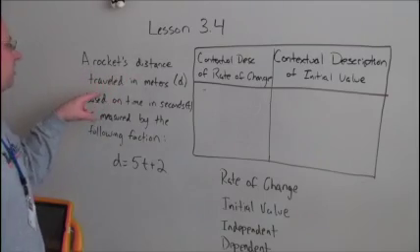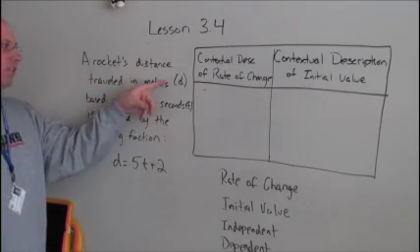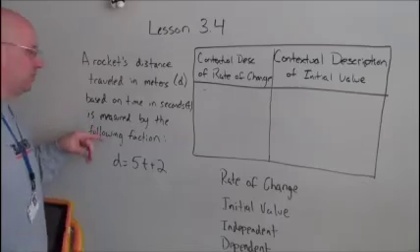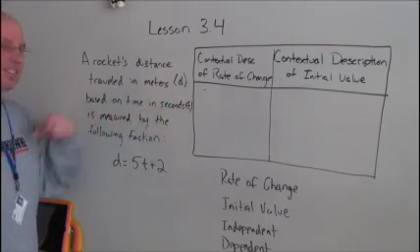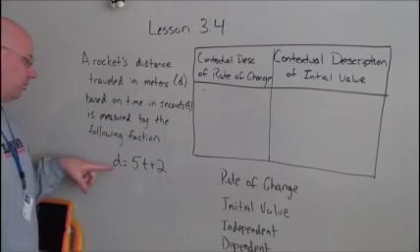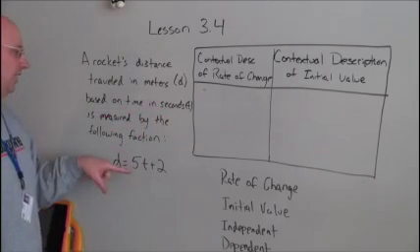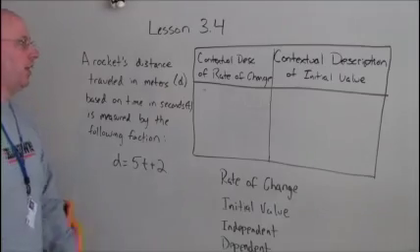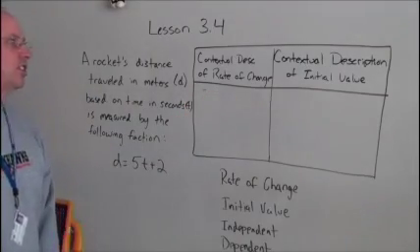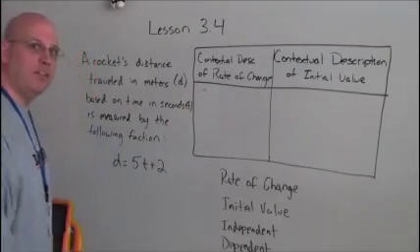So here I have a rocket's distance traveled in meters, which is given by d. I don't know why d, probably for distance. Based on the time in seconds, t is measured by the following function. Distance is equal to 5 times your t in seconds plus 2. And here I said, what is the conceptual description of the rate of change?